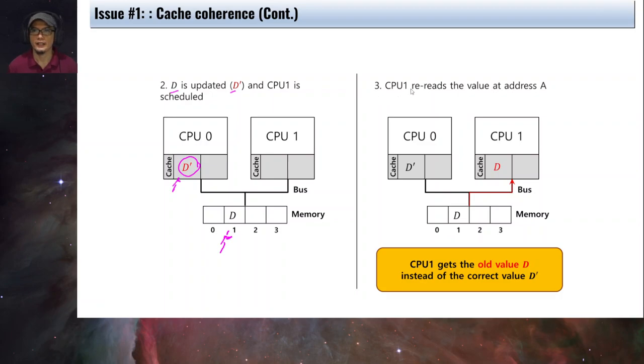Then at time 3, CPU 1 rereads the value at address 1. And it gets its own copy, since what is in the main memory is D. The copy that will be stored in its cache will be D. And there is now an inconsistency. CPU 1 is using the old value D, whereas CPU 0 is using the updated value D prime. And that is what we mean by this issue on cache coherence. So this will be considered also when doing multiprocessor scheduling.